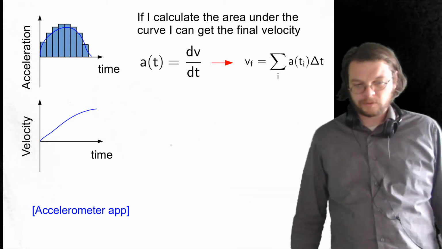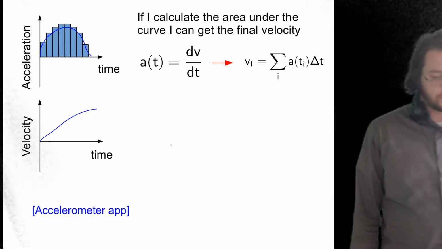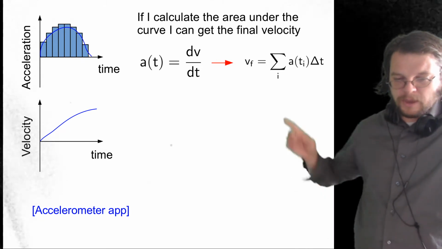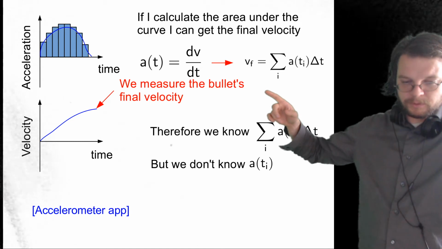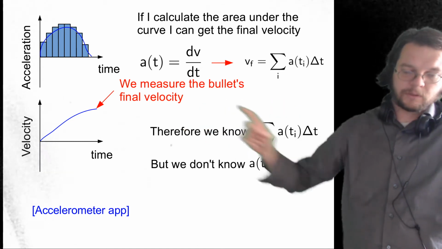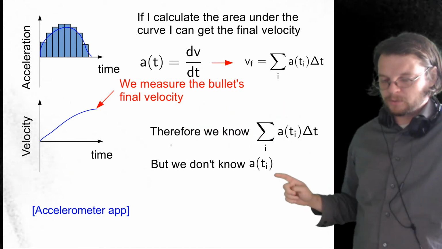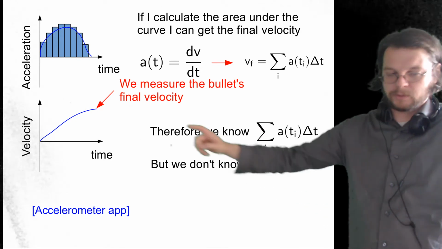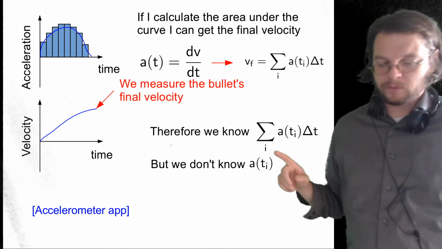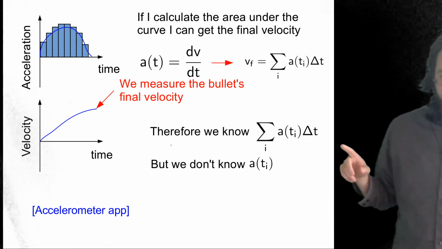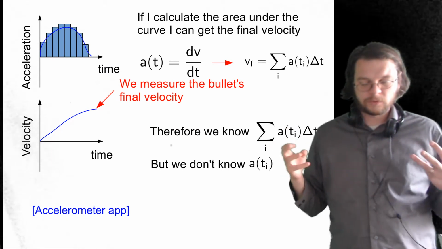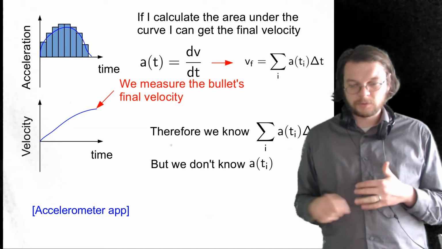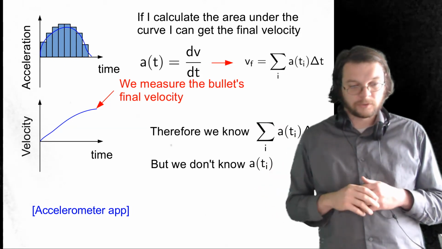The velocity gets faster and faster and faster. So what this means is that if we can measure the final velocity of the bullet, we don't really know what the acceleration is as a function of time, but we do know what the area under this curve is. We do know something about the acceleration. We're not totally ignorant to what the acceleration is. We just don't know exactly what it's doing as a function of time.